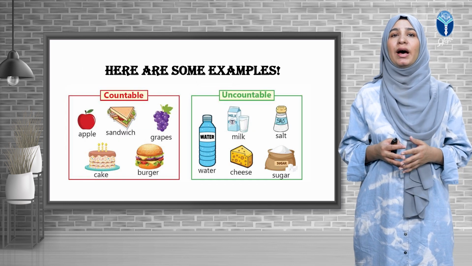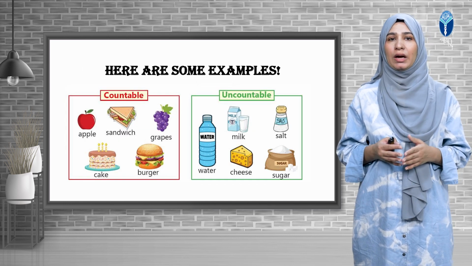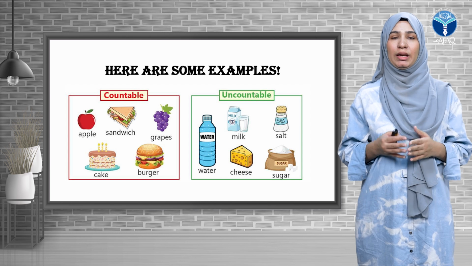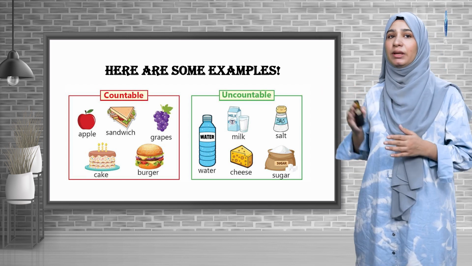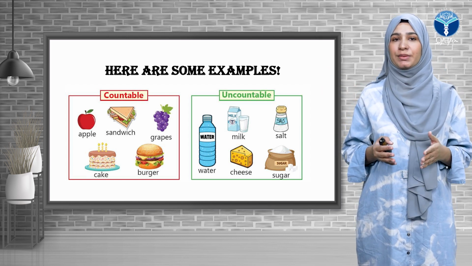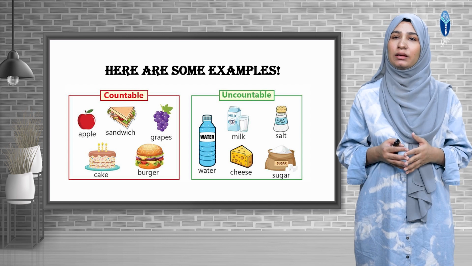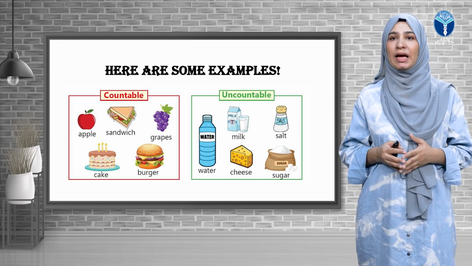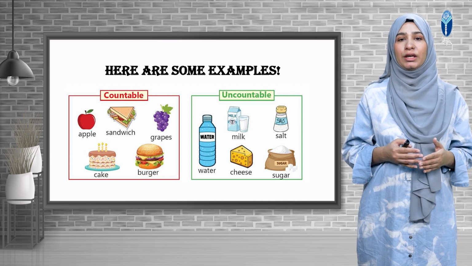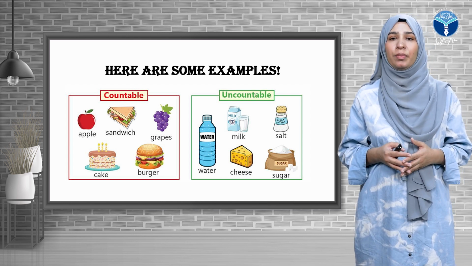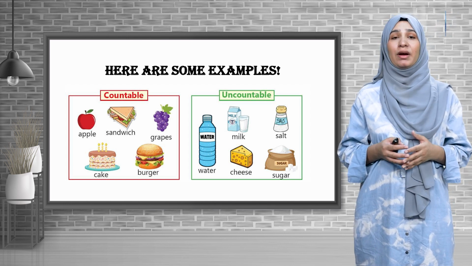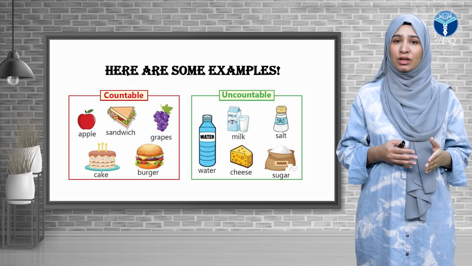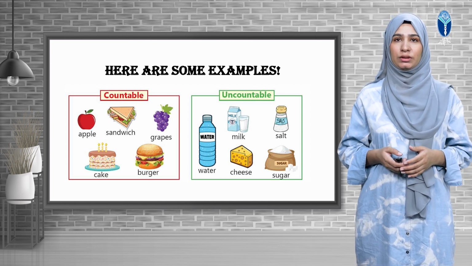So students, now I am going to give you some examples of countable and uncountable nouns. As you could see in the picture, apple, sandwich, grapes, cake and burger are the countable nouns. But in uncountable nouns, we have milk, salt, water, cheese and sugar that cannot be counted. Hope you have understood what are countable and uncountable nouns.